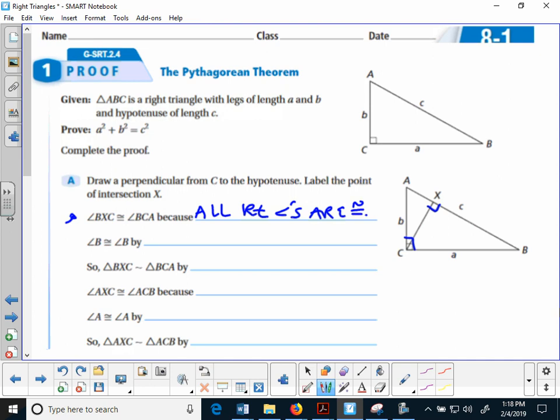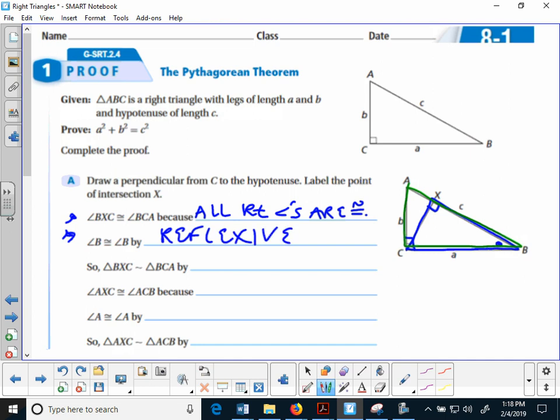The next thing it says is that angle B is congruent to angle B. Angle B is in both the medium triangle and in the large triangle. So angle B is congruent to itself. What is our reason for that? Reflexive. Reflexive property. Reflexive. I spelled it right.